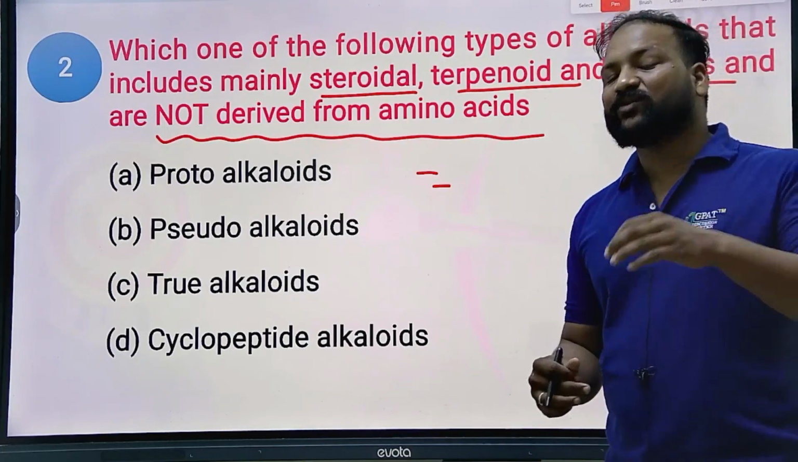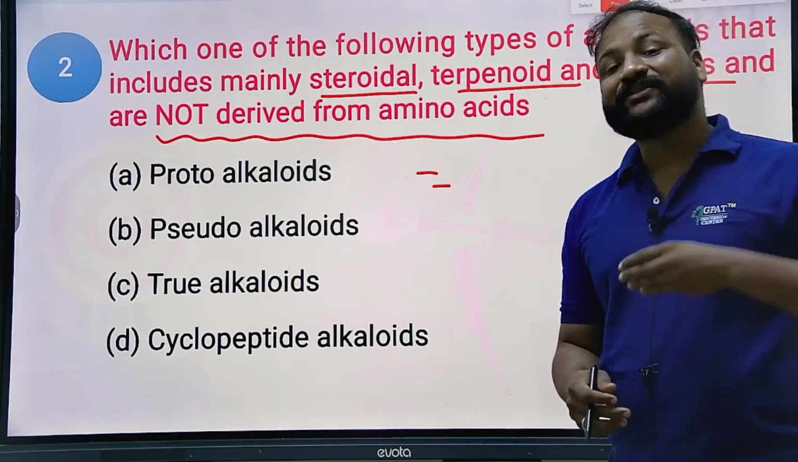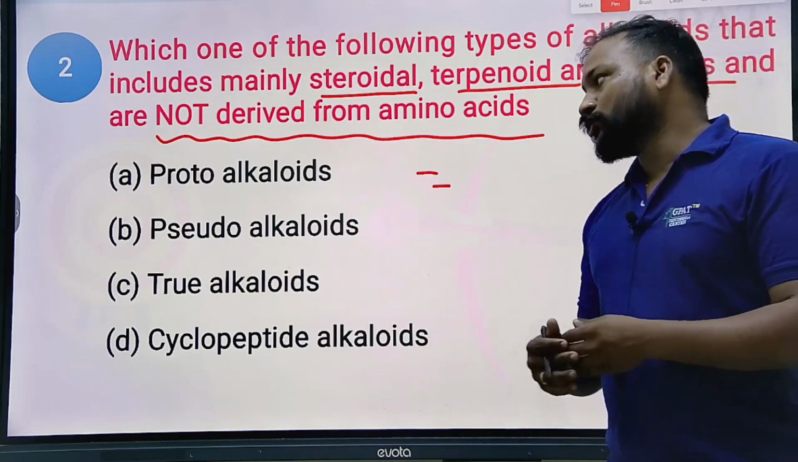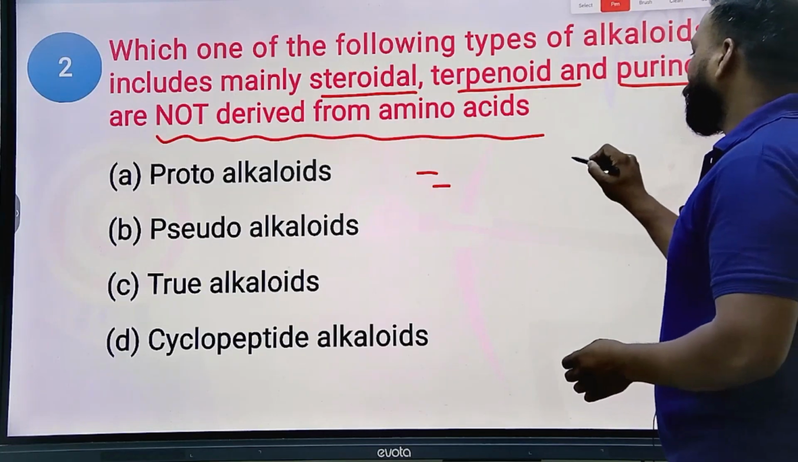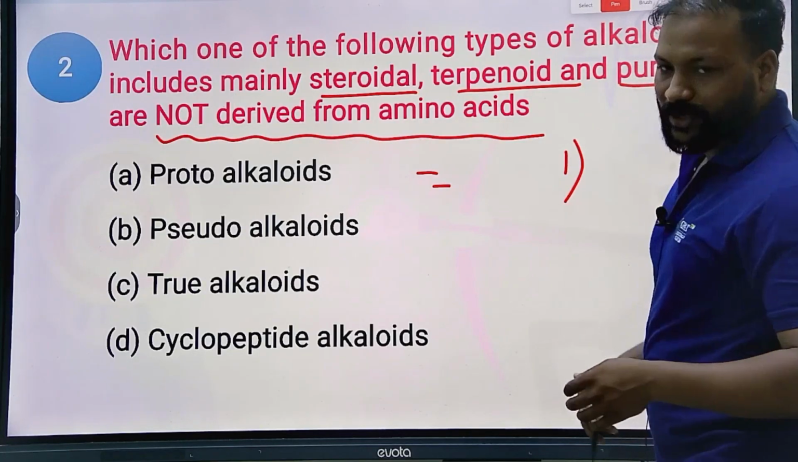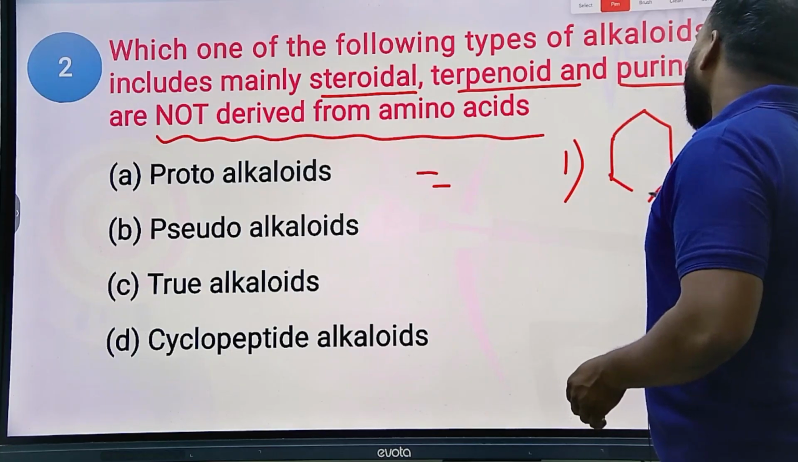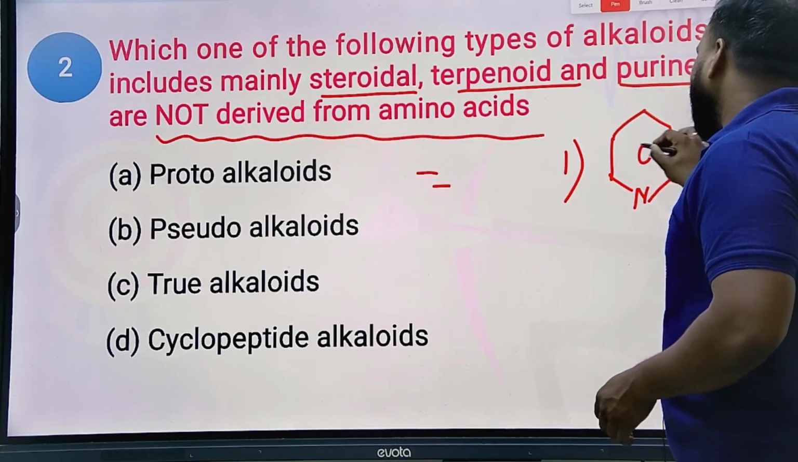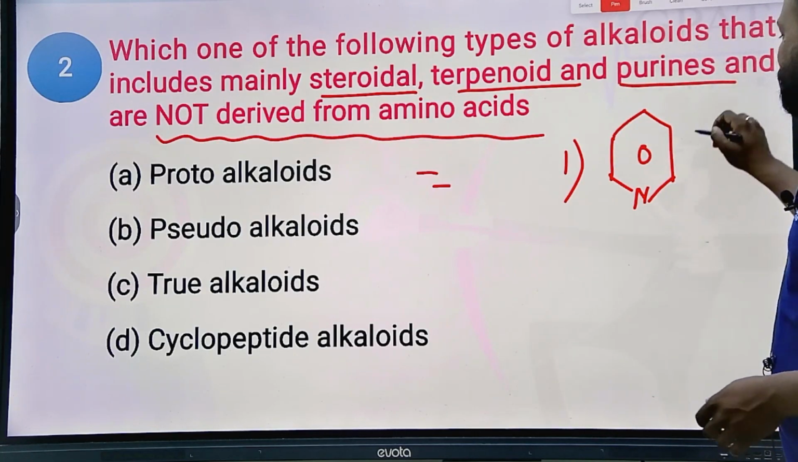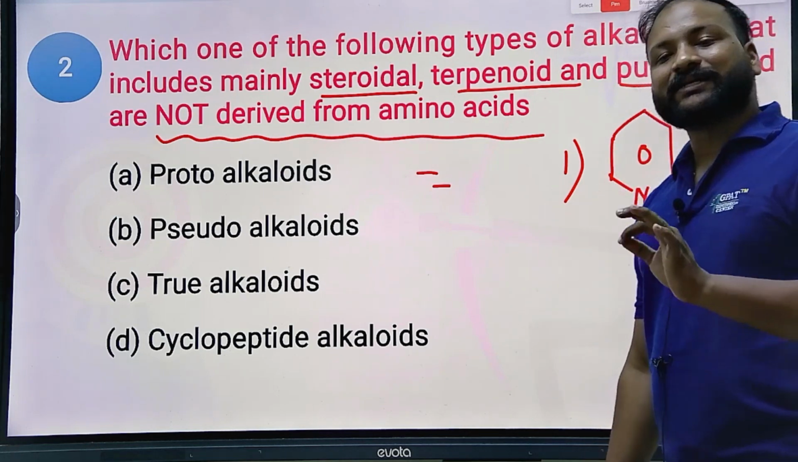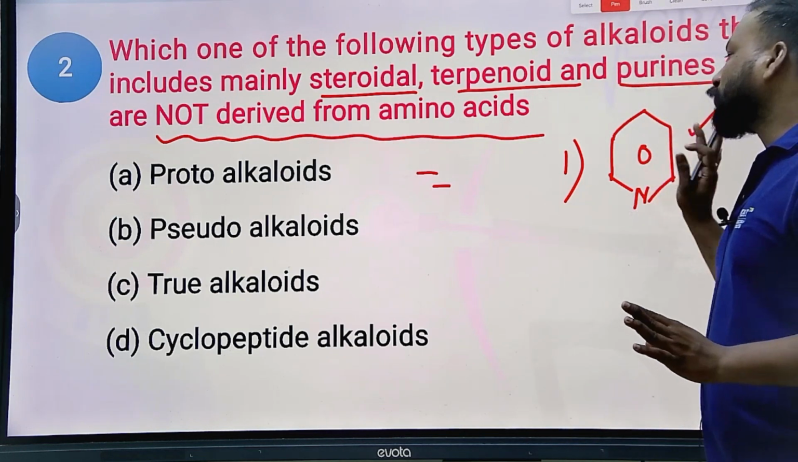Majorly we have classified the alkaloids into three types, and in these three types we have subdivided and mentioned examples. True alkaloids: the code is true means with ring. What do you mean by alkaloid? An alkaloid is nothing but a nitrogen-containing heterocyclic ring. If the particular example contains nitrogen inside the ring, that is a true alkaloid.